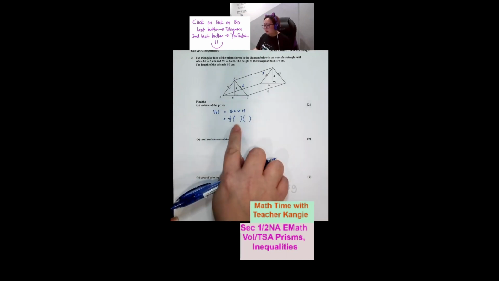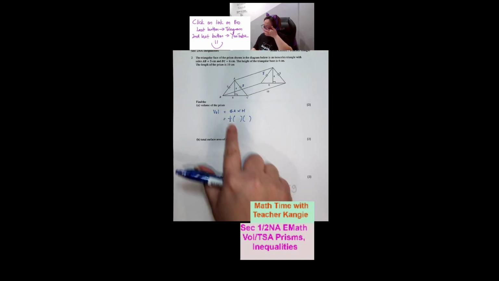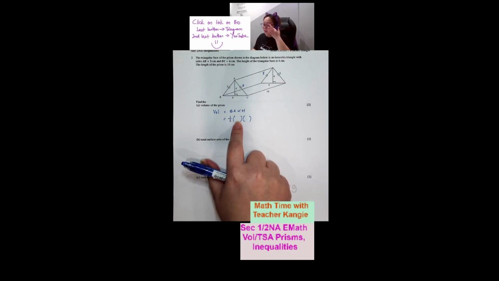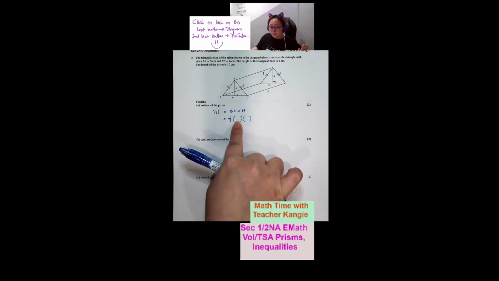Can someone tell me what is the base? What is the height of this triangle? What should I fill inside the bracket? What are the two numbers that I should fill in? Okay, 6.